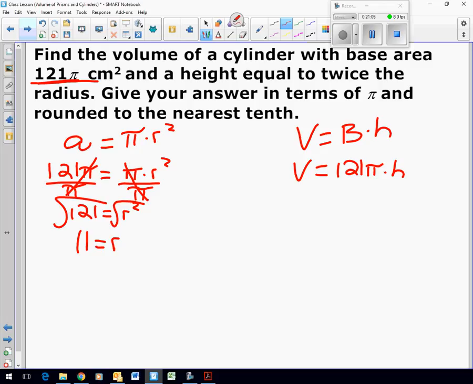The radius is 11. The height is twice the radius. How much is the height? 22! So 22 is the height. If you want to know the volume, do 121 pi times 22.